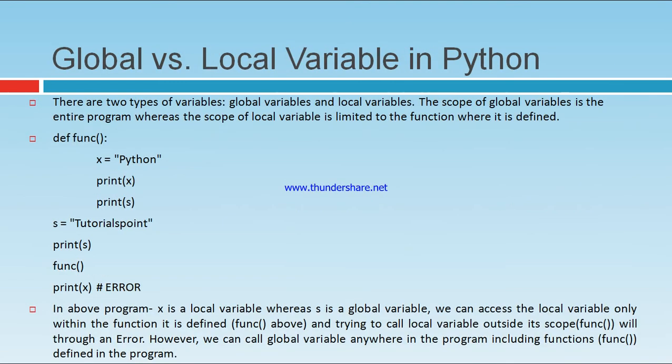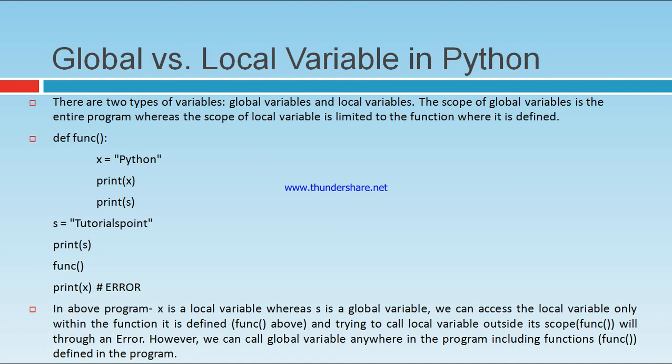Right? Now the last one, that is global versus local variable in Python. There are two types of variable: global variable and local variable. The scope of a global variable is the entire program. Scope means the life cycle, the lifespan, or the area in which we can access that particular variable. Whereas the scope of a local variable is limited to the function where it is defined.